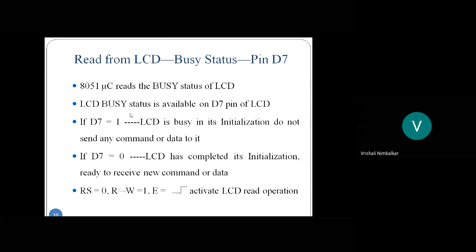Is that okay? So just remember, we will be reading the D7 pin and we will be activating the control signals as follows. Register select will be cleared. Read slash W bar will be set because it is a read operation. Enable we will be giving a rising edge to activate the read operation. Is that okay? So let us go for modifying the earlier program.